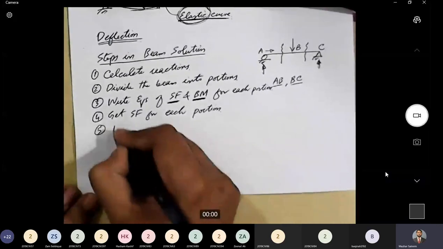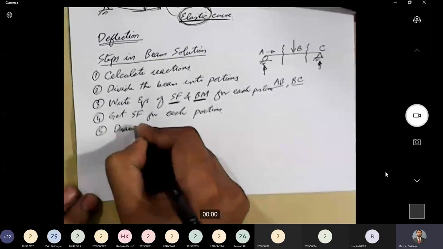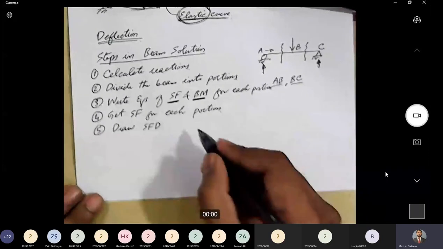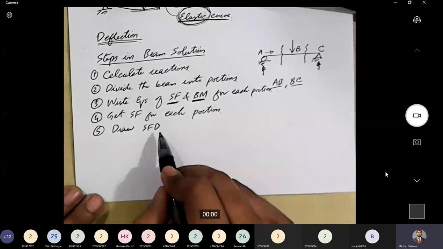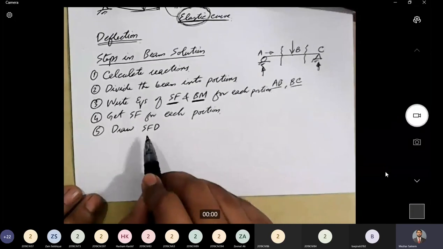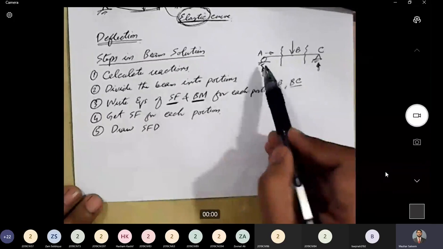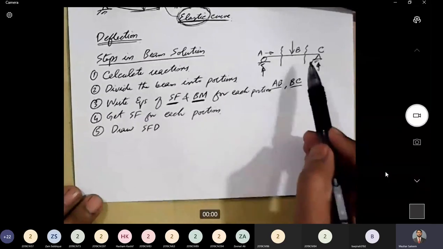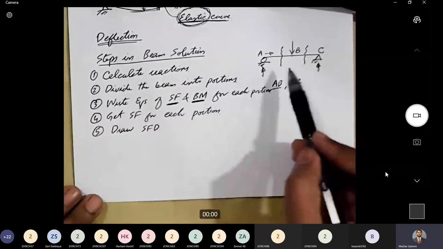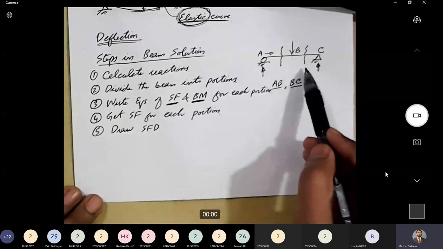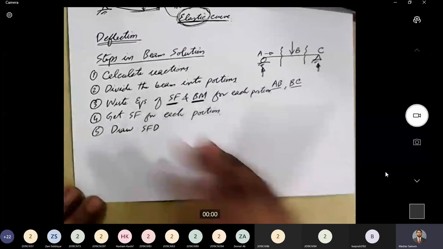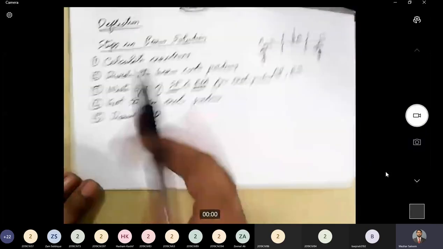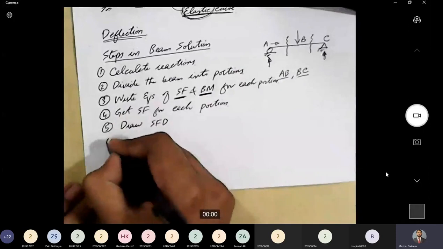Next step is draw SFD. By SFD, I mean shear force diagram. A shear force diagram tells us about the variation of shear force throughout the length of the member. When we draw the shear force diagram for this member, that diagram will tell us how shear force is changing throughout the length of the member. When we have that diagram, I hope you will get good clarity about this.